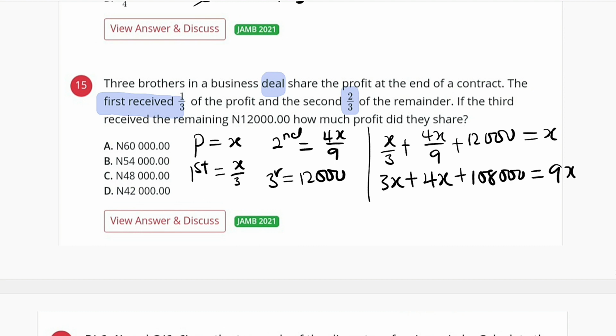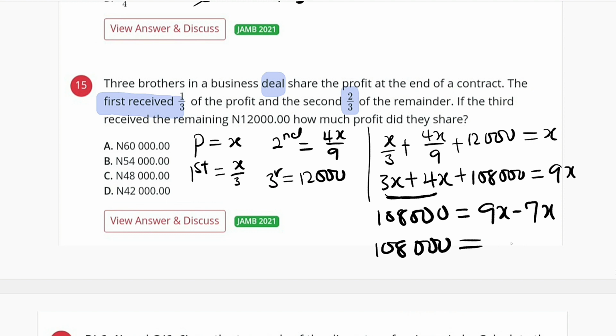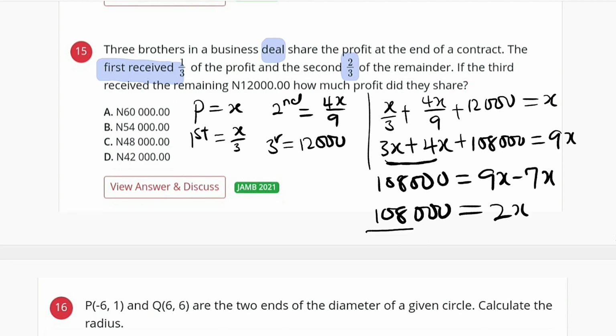Let us collect the like terms. We have 7x here. So 108,000 is equal to this 9x minus 7x, and this will give us 2x. 108,000 is equal to 2x. Finally, x will be 108,000 divided by 2, which is equal to 54,000. So if we divide by 2, 2 cancels 2, x will be equal to 54,000 naira. We have it as option B here.